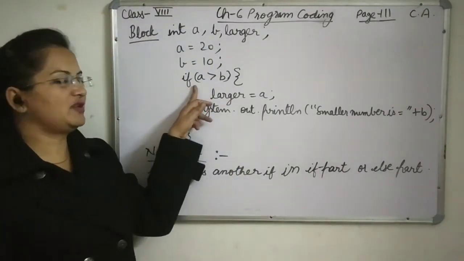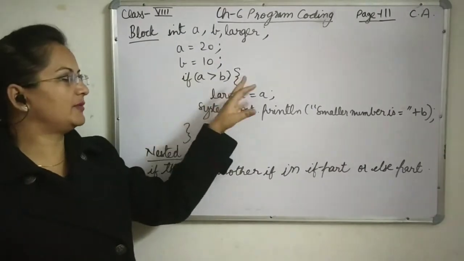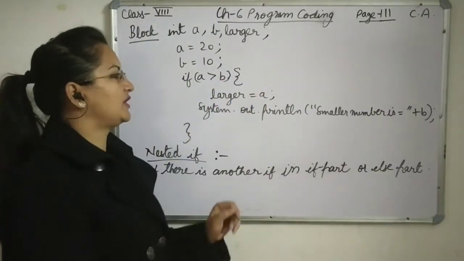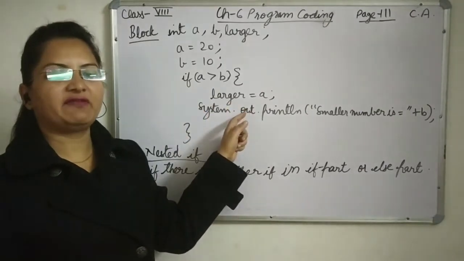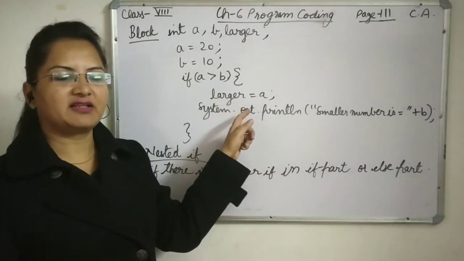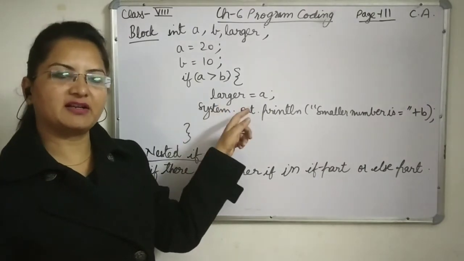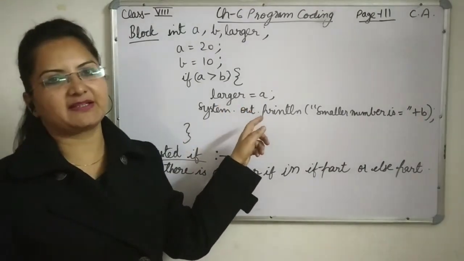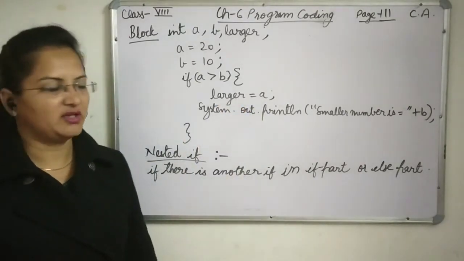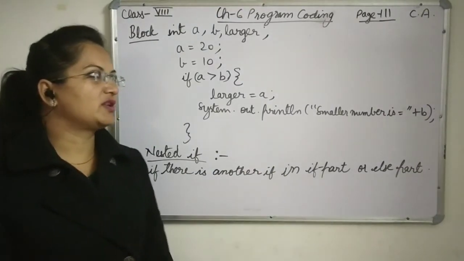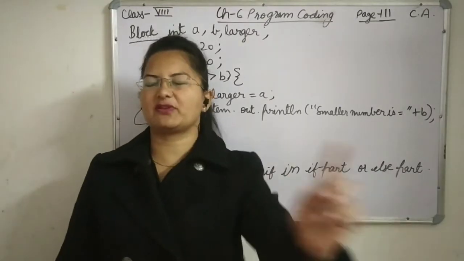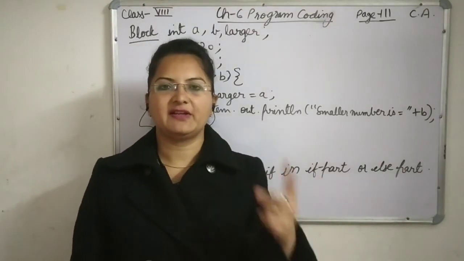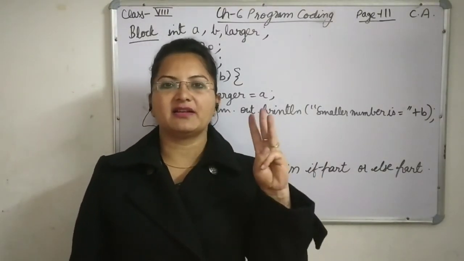When the if statement is true, then the block of if will be executed. If there is another if inside it, then that if will also be checked whether its condition is true or not. If its condition is true, its statement will be executed, otherwise it will be ignored. So students, I hope you understood 3 types of conditional statements. Today we studied 3 types: first is if, second is if else, and the third is nested if.